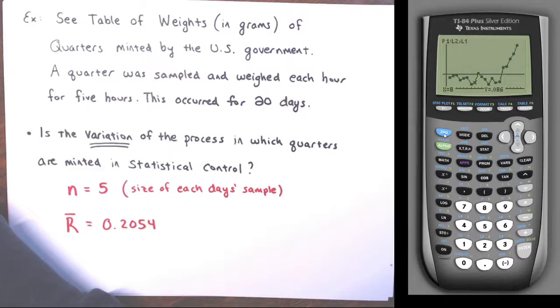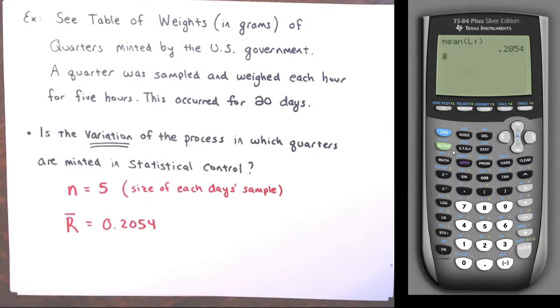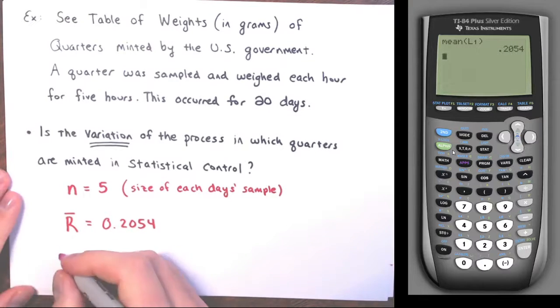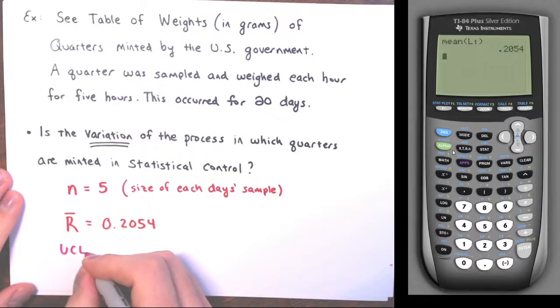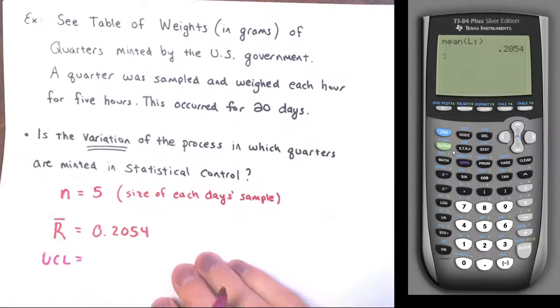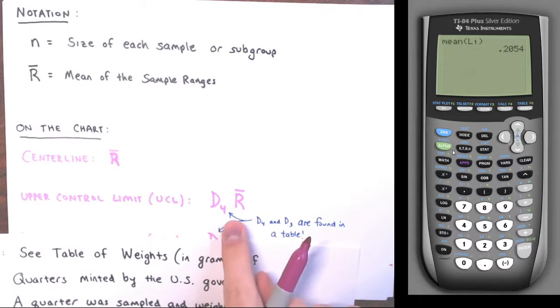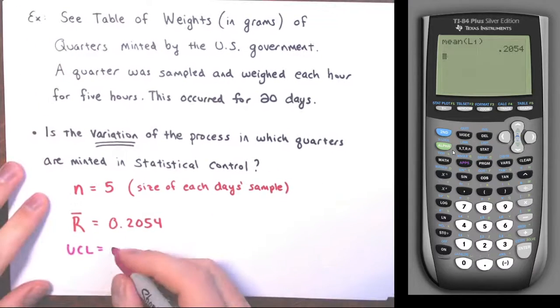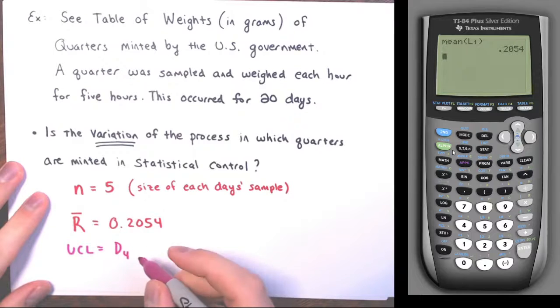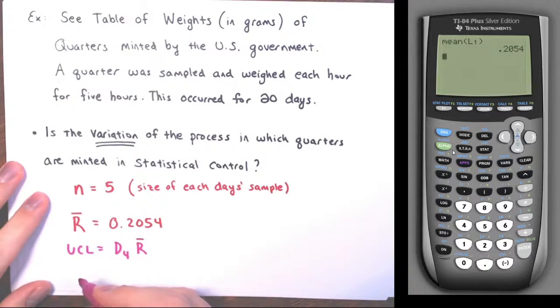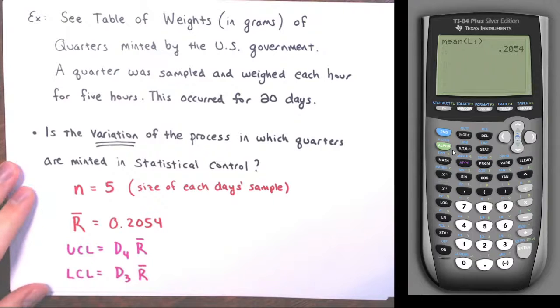All right, but I'm going to go back. And now let's calculate the upper control limit and lower control limit and see where those are. Remember, the upper control limit, UCL, was D4 times R bar, where D4 is found from a table. And the lower control limit was D3 times R bar. So let's see what this D4 and D3 are.